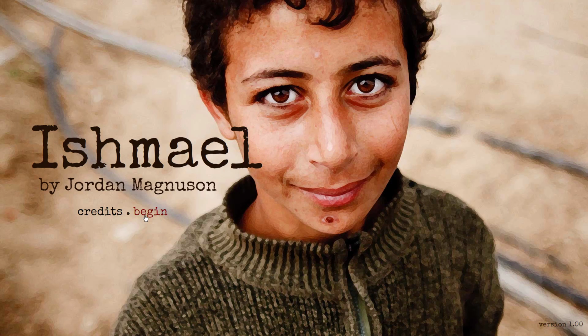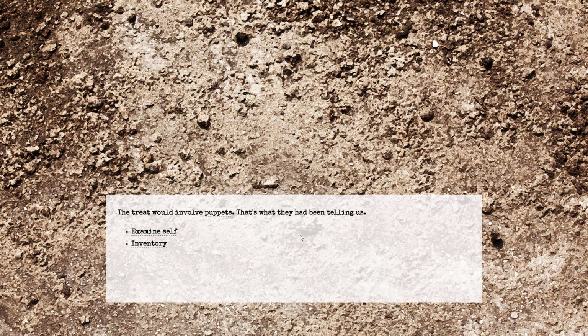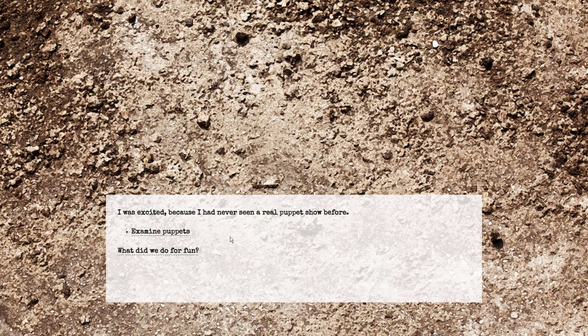Ishmael is a multimedia-enhanced hypertext game about perpetual cycles of displacement and violence, as seen through the lens of a child. The game tells the story of a young Palestinian boy and the experience that sets him on the seemingly inescapable path towards bloodshed.